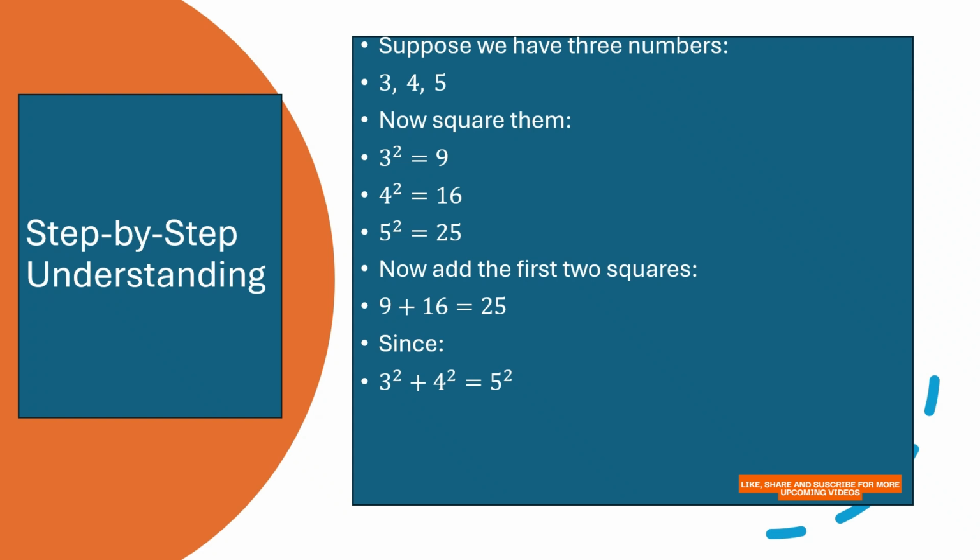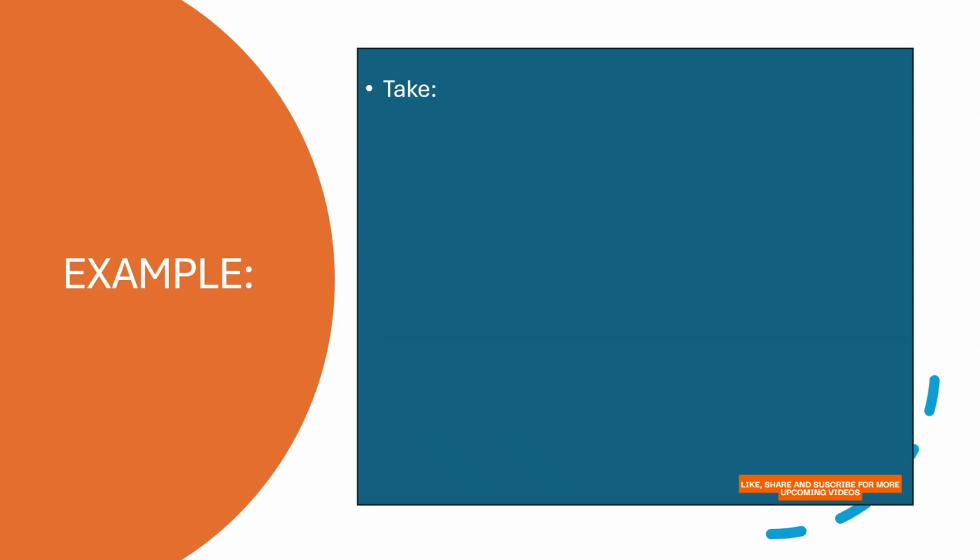Now since 3 square plus 4 square is equal to 5 square, the numbers 3, 4, 5 form a Pythagorean triplet. Let's see one more example. 5, 12 and 13. Now 5 square is 25, 12 square is 144, 13 square is 169.